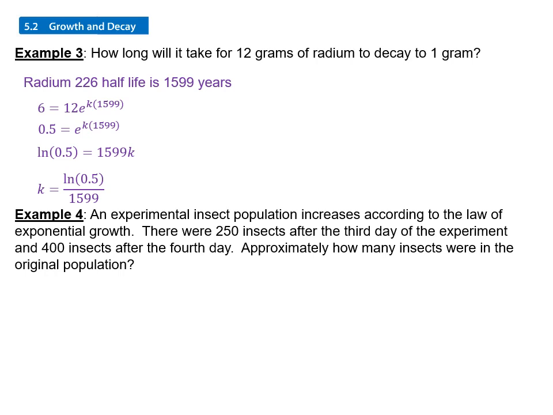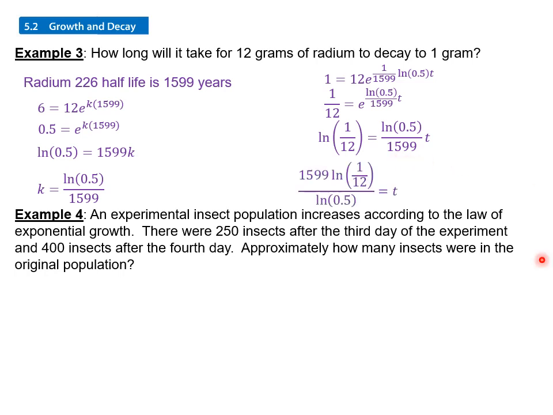Keep going with that. We want to know when there's 1 gram left. So we solve that, so we'll have 1/12 equals e to the natural log of 0.5 over 1599t. Take the natural log of both sides, and then we're going to divide by this lovely fraction here, which means just multiply both sides by 1599 over natural log of 0.5. Gets us about 5,732 years.